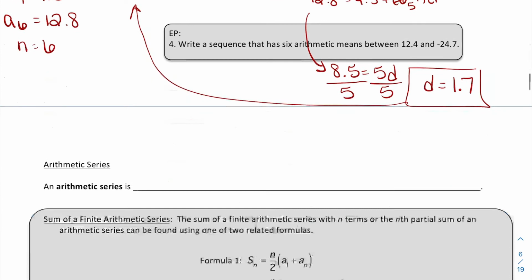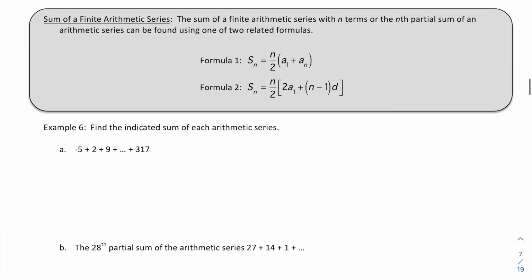Okay? All right. Then the last thing we're going to do is the series. So typically we study the sequence and then the series. And of course, the series is where we add these up. So again, an arithmetic series is going to be the indicated sum of the terms of an arithmetic sequence.